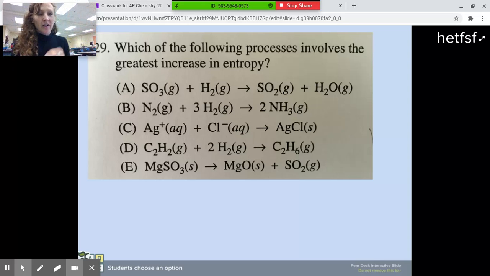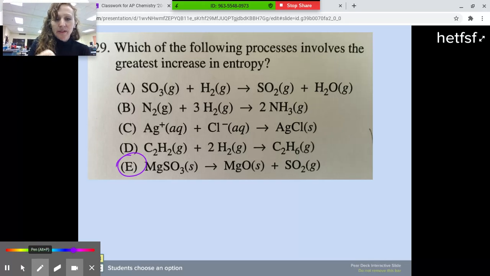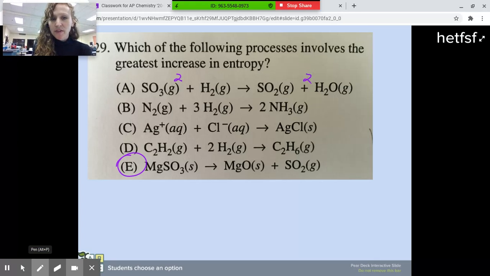All right, and the answer on this one is E. E is the answer on this one. A goes from 2 molecules of gas to 2 molecules of gas. B goes from 4 to 2. So on this first one, entropy doesn't change. Entropy actually decreases on the second one.